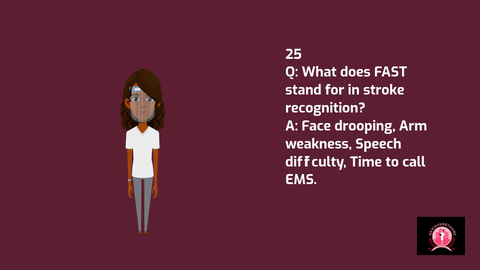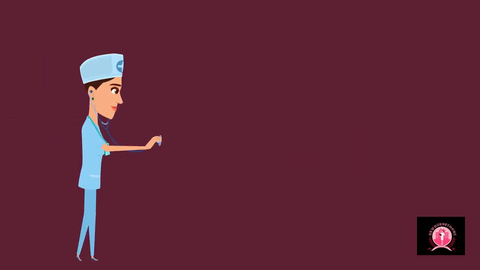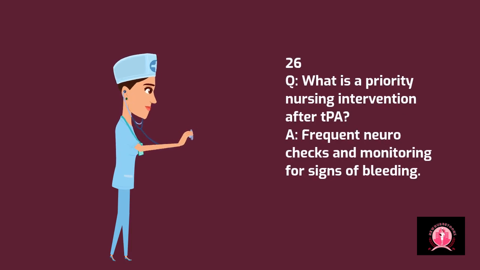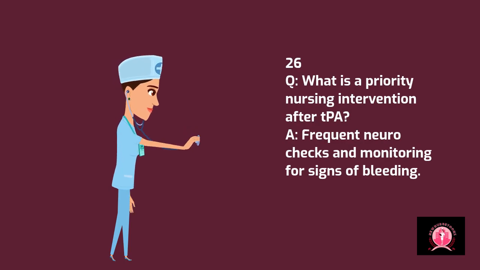25Q. What does FAST stand for in stroke recognition? A. Face drooping, arm weakness, speech difficulty, time to call EMS. 26Q. What is a priority nursing intervention after TPA? A. Frequent neuro checks and monitoring for signs of bleeding.